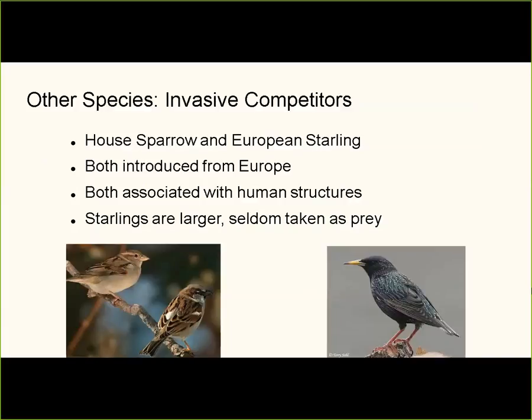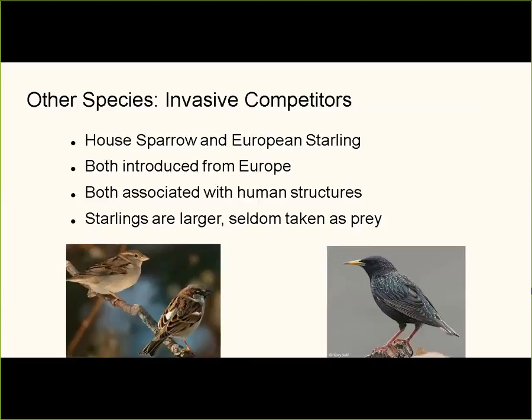But let's think about the neighbors. Who else is in the neighborhood and why might that matter? So, other species. There are two invasive cavity competitors in our parts of the United States, the house sparrow and the European starling. They were both introduced from Europe. They're now well established. You can see them both on campus. If you take five minutes to walk around, you'll probably see both species outside as soon as you leave this building.